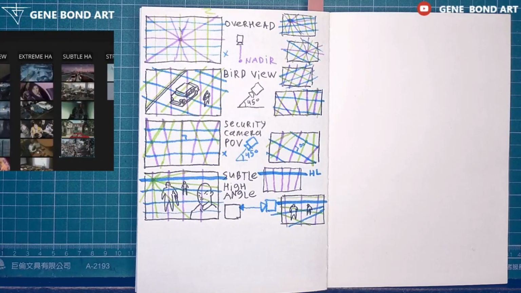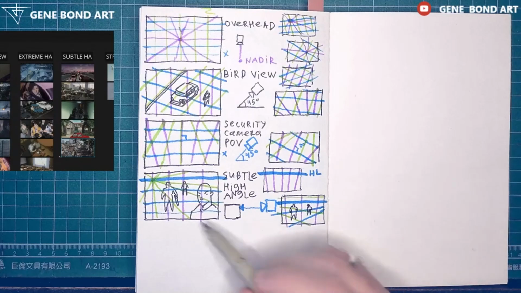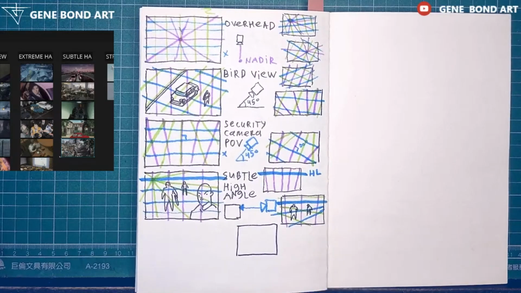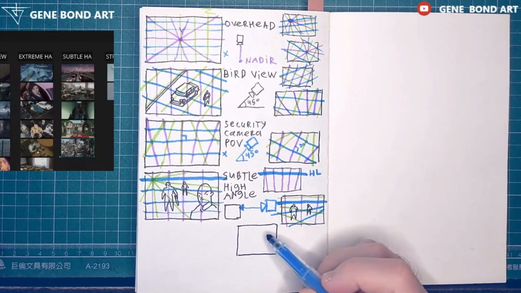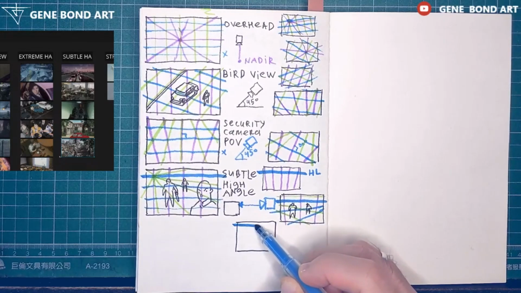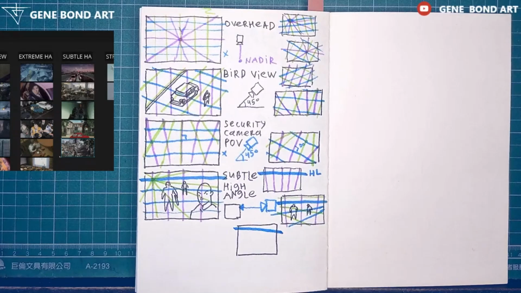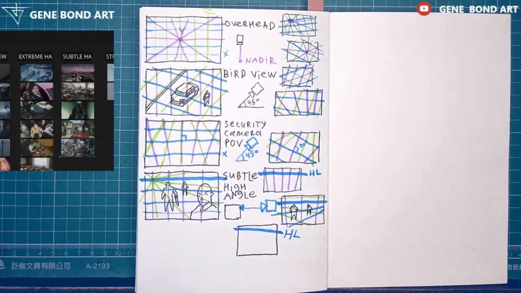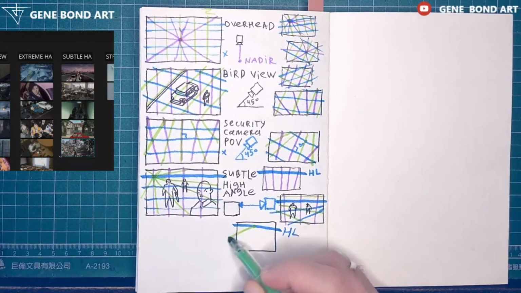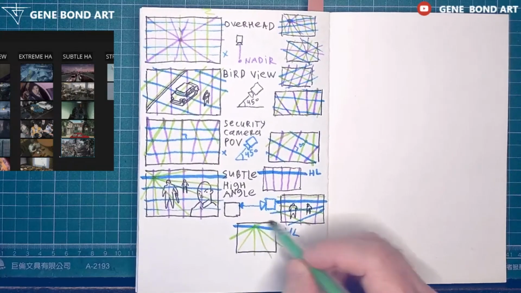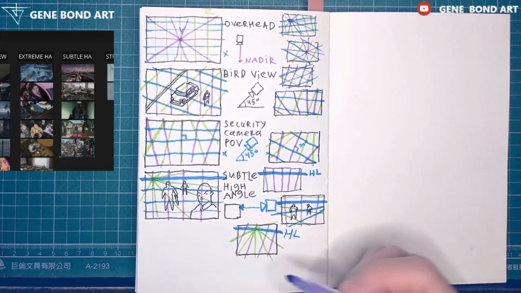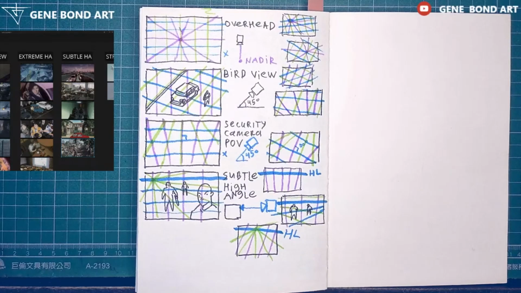So here that's it with the down shots. Maybe let's make one more subtle high angle example to make it clear. You can also tilt it a little bit, just maintain the horizon line in the top part of the frame. So, and here let's show you.